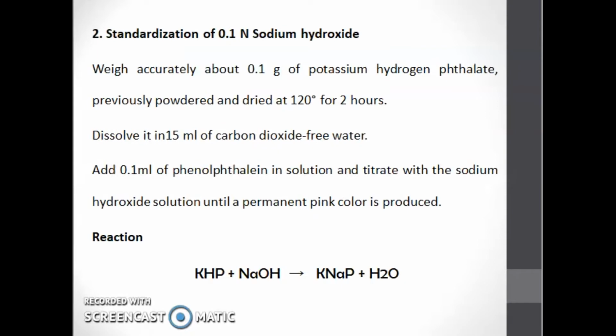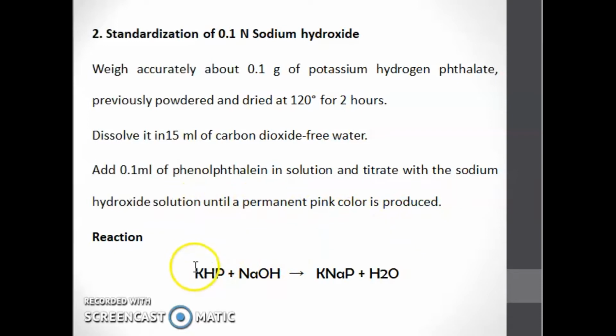The second step is the standardization of 0.1 normal sodium hydroxide solution. For this, weigh accurately 0.1 gram of potassium hydrogen phthalate, which is previously powdered and dried at 120 degrees Celsius for 2 hours. Then dissolve it in 15 ml of carbon dioxide free water. Add 0.1 ml of phenolphthalein solution and titrate with sodium hydroxide solution until a permanent pink color is produced.